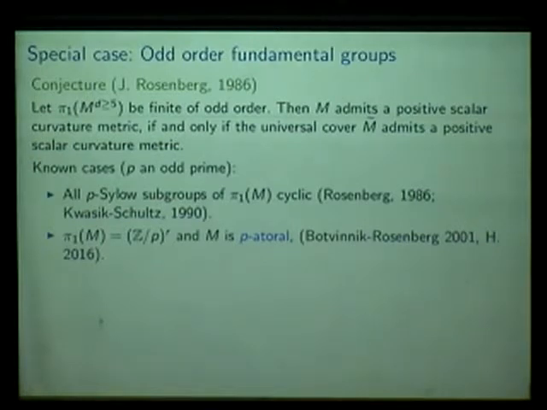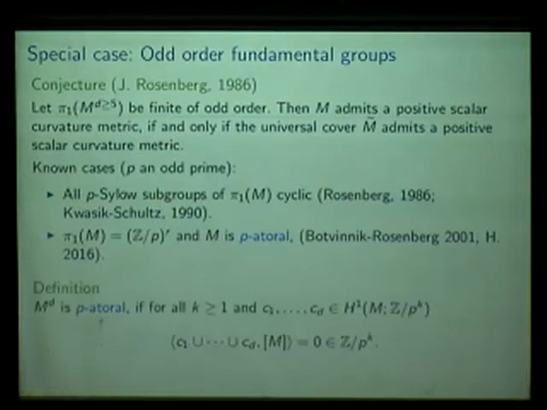But apart from these two cases, as far as I know, for odd order finite fundamental groups, there are no cases where we really know what's going on with respect to the Gromov-Lawson-Rosenberg conjecture. So we do not know whether positive scalar curvature metrics exist or not.